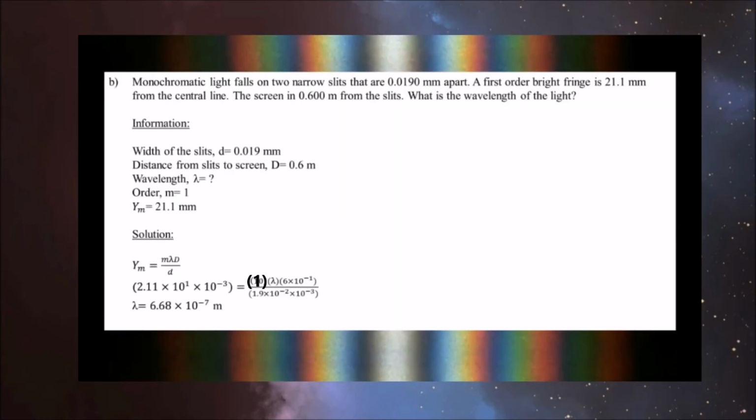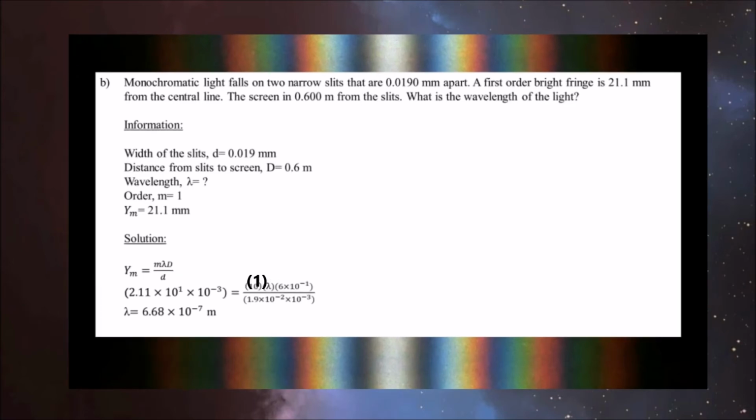B. Monochromatic light falls on two narrow slits that are 0.019 mm apart. First order bright fringe is 21.1 mm from the central line. The screen is 0.9 meter from the slits. What is the wavelength of the light?